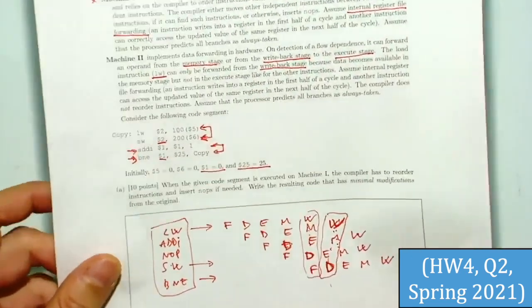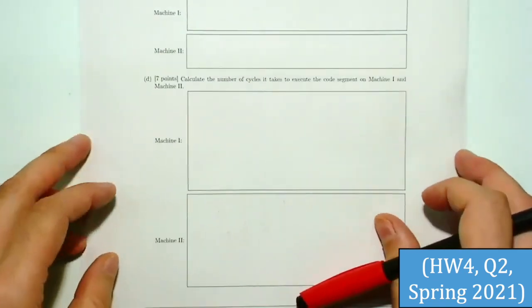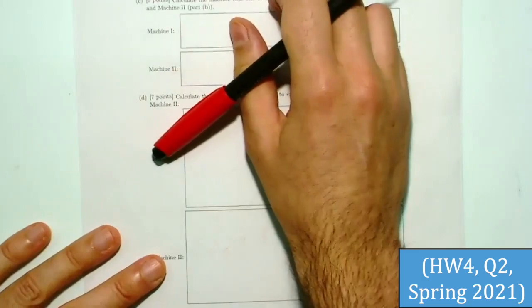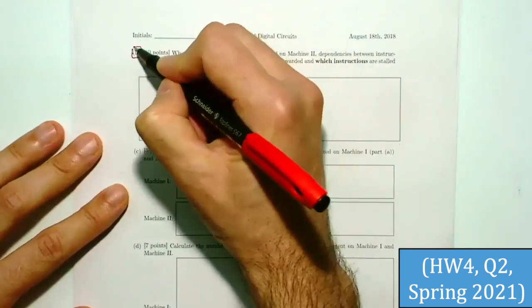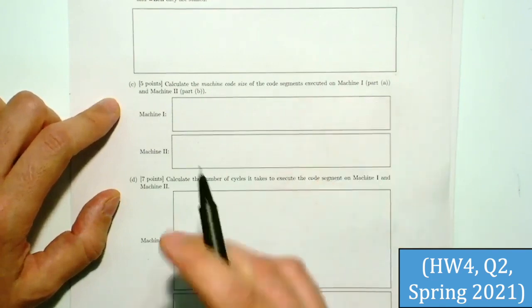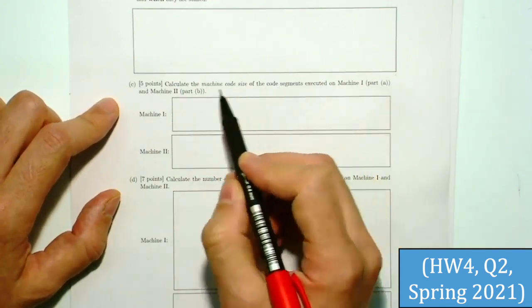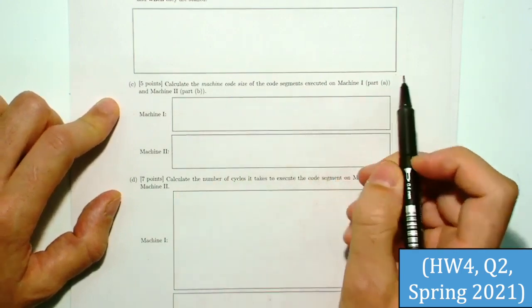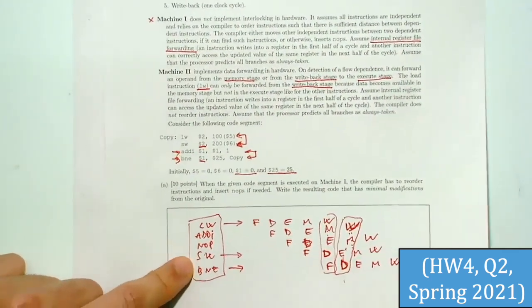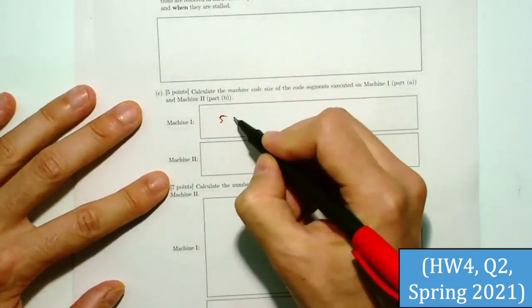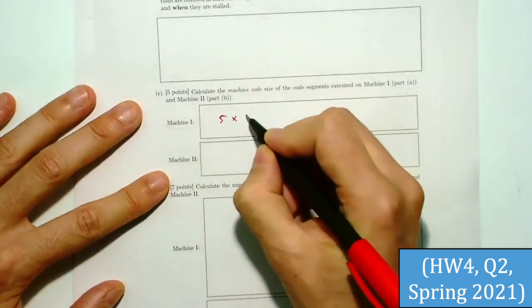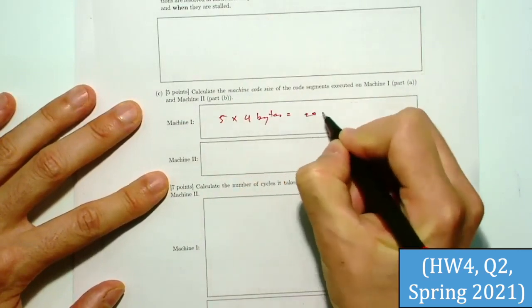More questions? So next question, when the given code is, you cannot see this, right? Okay. So I will leave this question to the end, and I will go to question C, because I think that is easier this way. Calculate the machine code size of the code segments executed on machine one and machine two. In machine one, we have basically five instructions, and each instruction is 32 bits, or 4 bytes. So we have 20 bytes.